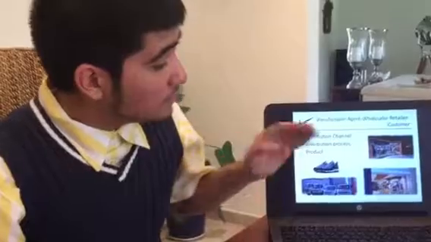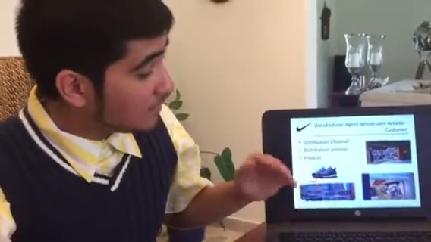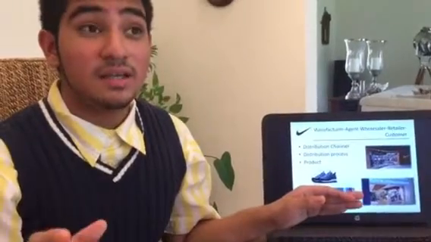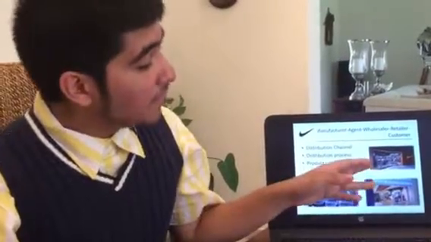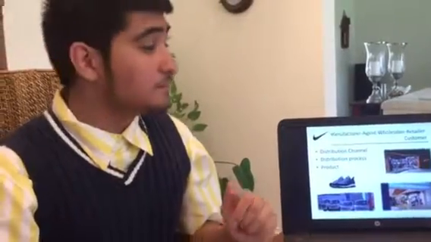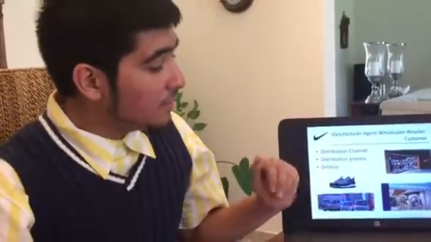Here you can see the types of retail outlets they have here in the UAE. We have Sun and Sand Sports, which has Nike shoes, and here also we have Nike's own retail outlet, which still counts as a retail store here in the UAE.